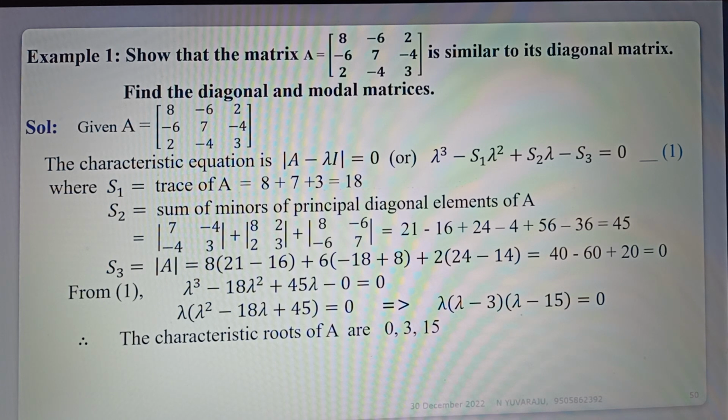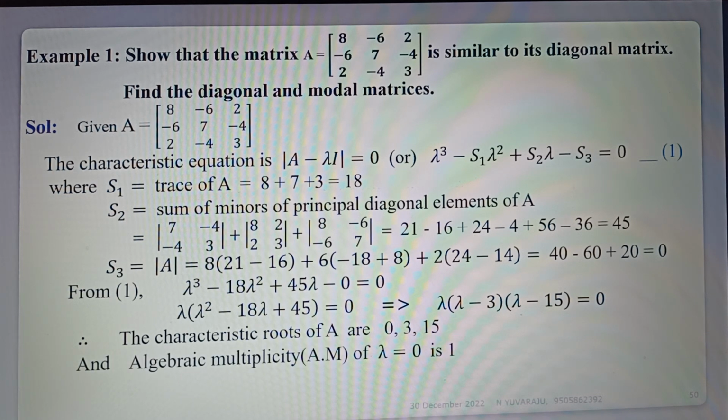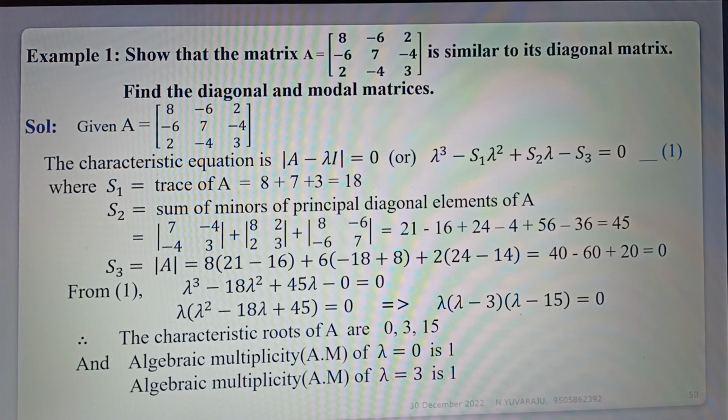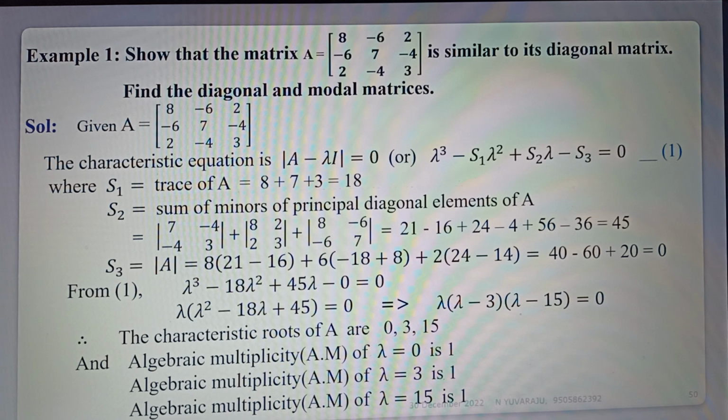So these eigenvalues are distinct. Now finding eigenvectors corresponding to each eigenvalue. Next, the algebraic multiplicity. The algebraic multiplicity of the first eigenvalue 0 is 1, that is, it is repeated 1 time. The second eigenvalue 3, its algebraic multiplicity is 1. Next, the algebraic multiplicity of 15 is 1. So all are repeated 1 time. This is the algebraic multiplicity and eigenvalues.